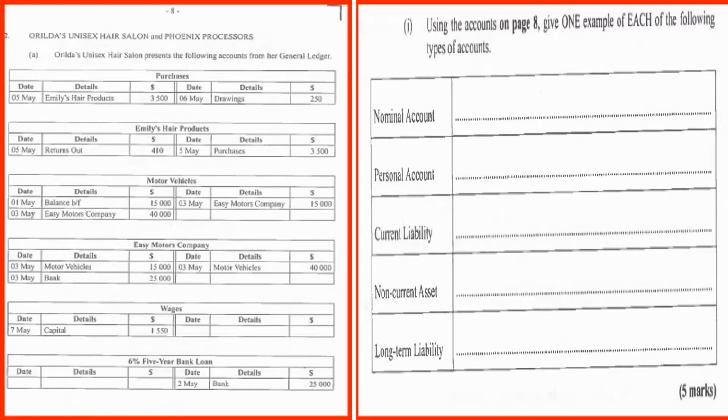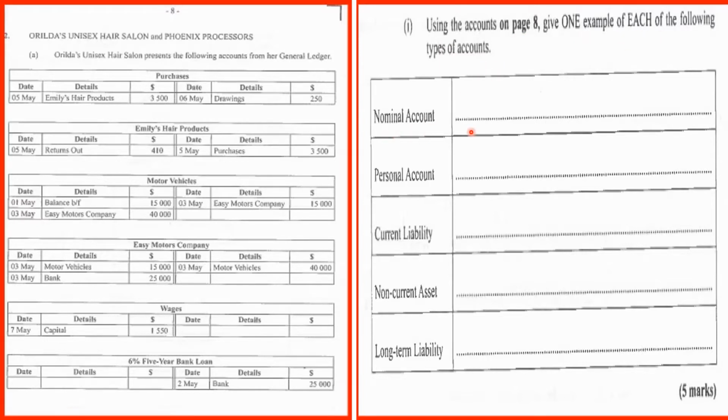Today we are going to look at the 2017 June paper 2, POE number 2. Here we are presented with some ledger accounts of Orilla Unisex Hair Salon, and we are asked to answer some questions in the spaces. Using the accounts on page 8, give one example of each of the following types of account.